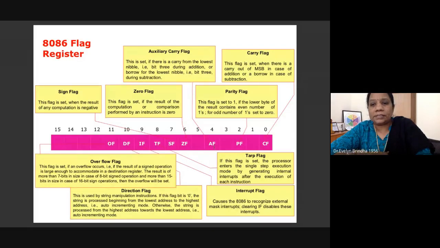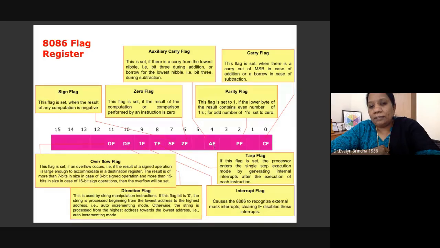In case of subtraction, the carry itself is called as what? When subtraction happens, borrow. Very good. Carry is called a borrow. There is nothing called auxiliary borrow. There's only auxiliary carry and then full carry. Don't confuse. And the last one is called the parity flag.